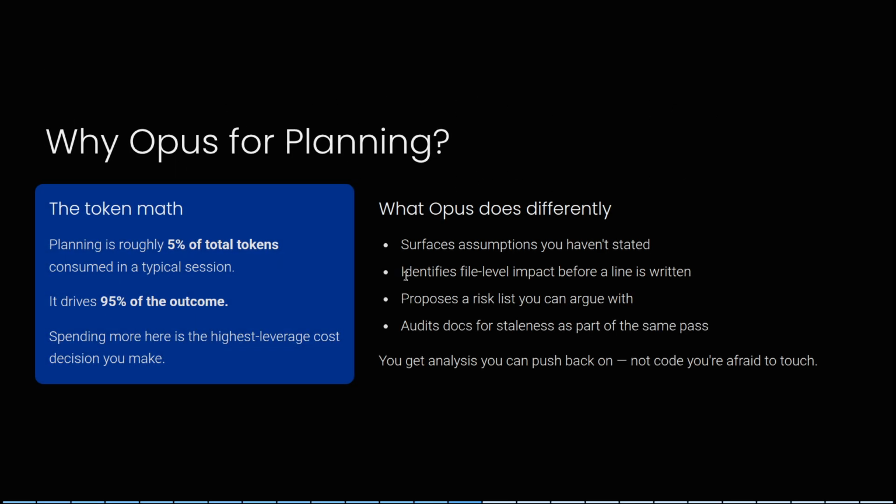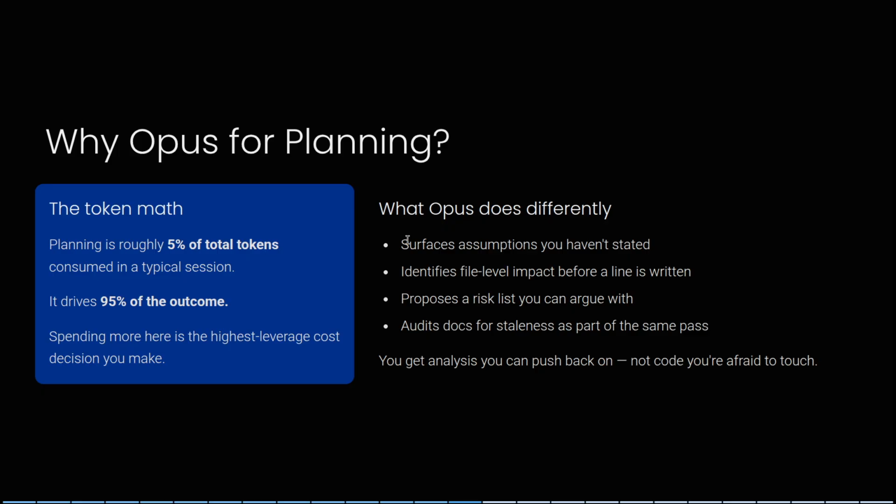Well, the token math alone is that planning is roughly 5% of total tokens consumed in any typical session. It drives 95% of the outcome. So if you just do the math roughly, the more time you spend in planning with Opus, the more you'll maximize the feeling of a one shot situation, or the feeling of working with Opus properly. So again, you'll plan, and then you don't go and execute through Opus because, again, it's more expensive. It's going to take up more computational power.